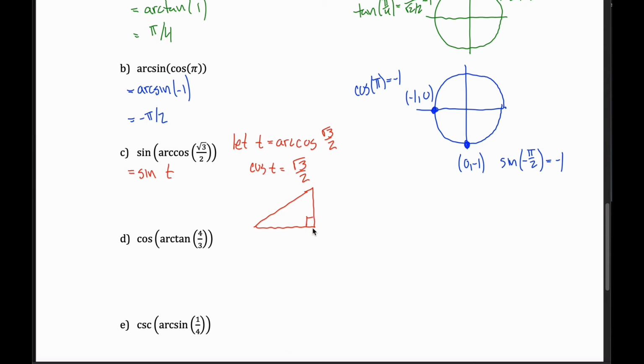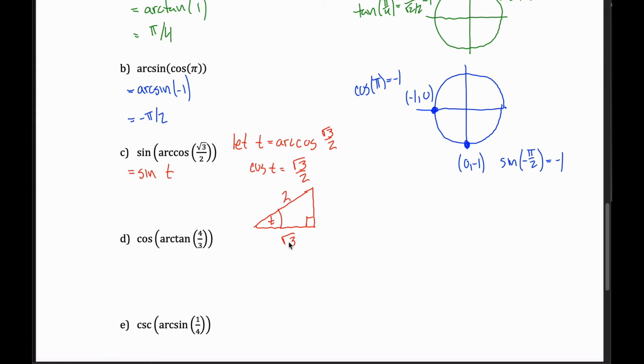SOHCAHTOA tells me that if I have a right triangle and I label one of these angles t, then the cosine of t being equal to root 3 over 2 means that the length of the adjacent side to that angle, so adjacent to this angle would be this guy, divided by the length of the hypotenuse is in the ratio root 3 over 2. What I'm saying is because cosine of t equals root 3 over 2, I can label adjacent and hypotenuse to come up with this triangle.